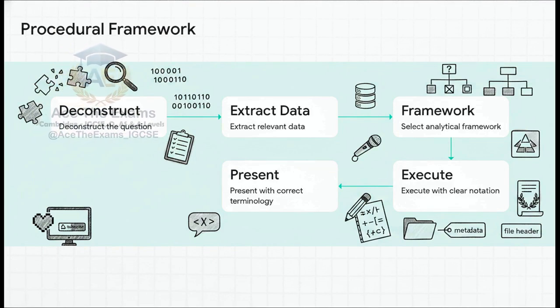Okay, here is the 5-step procedural framework you absolutely must use for method marks. In Cambridge Computer Science, the final calculated answer is often worth only a fraction of the total marks. The bulk of your grade comes from the method you use to get there.